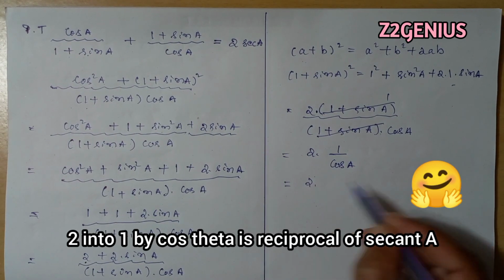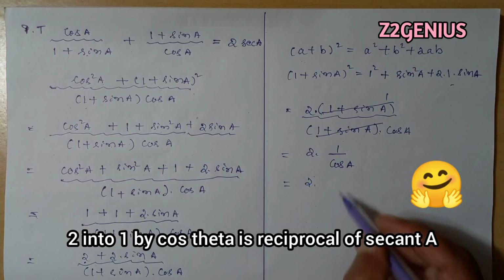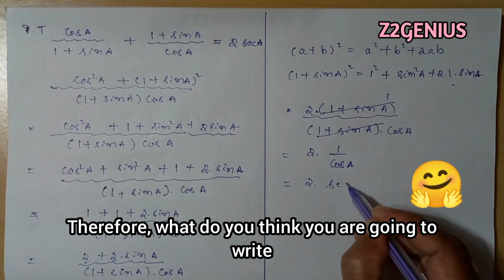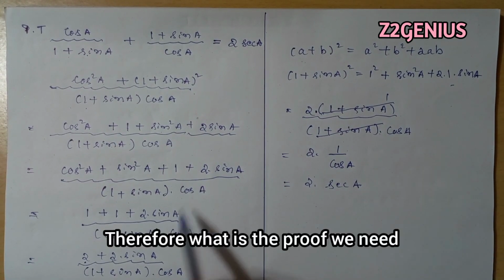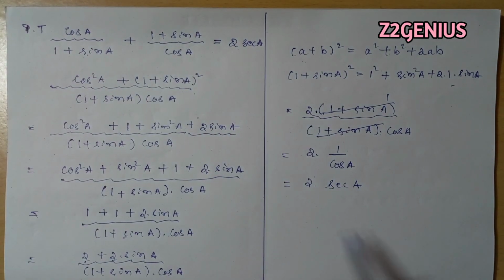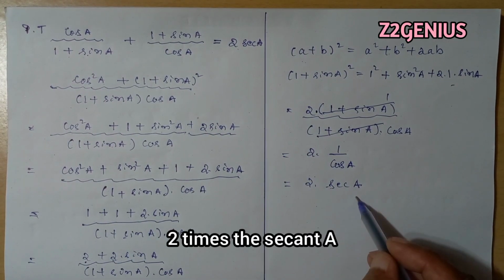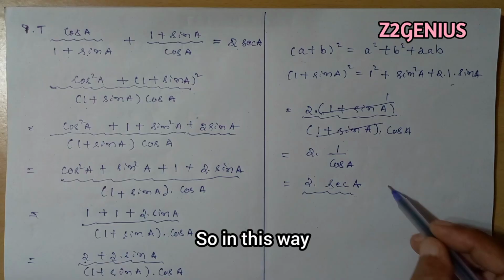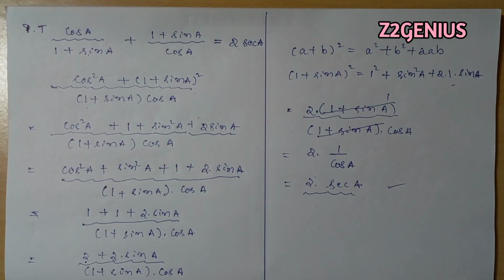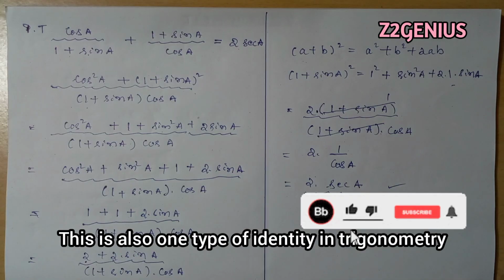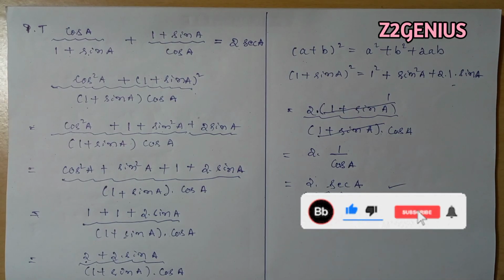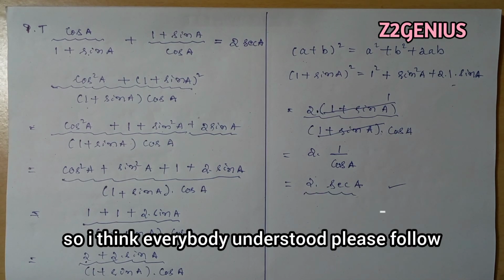Actually 2 into 1 by cos A, that is the reciprocal of cos A, secant A. Therefore, what do you think we are going to write? Secant A. Therefore, the proof we are getting is 2 times the secant A. So in this way we can prove that question. This is also one type of identity in trigonometry. So I think everybody understood.